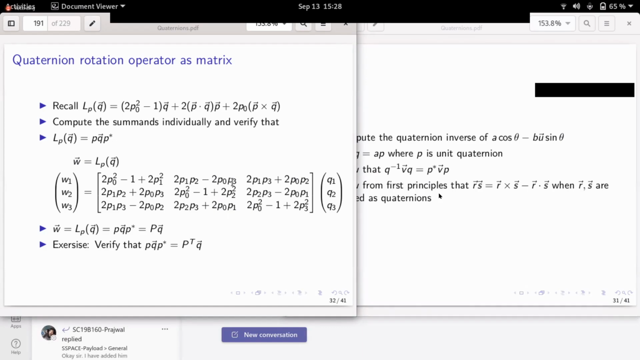The only signs where it will change is when P1 or P2 or P3 appears individually and not in the square form. So you will notice that in the first row, second element, P3 occurs. So that minus 2 P0 P3 will become plus. Similarly, first row, third element, it will become minus 2 P0 P2. So this is how you just substitute one value and show it is the transpose. That's all. There isn't much actually in both the cases.